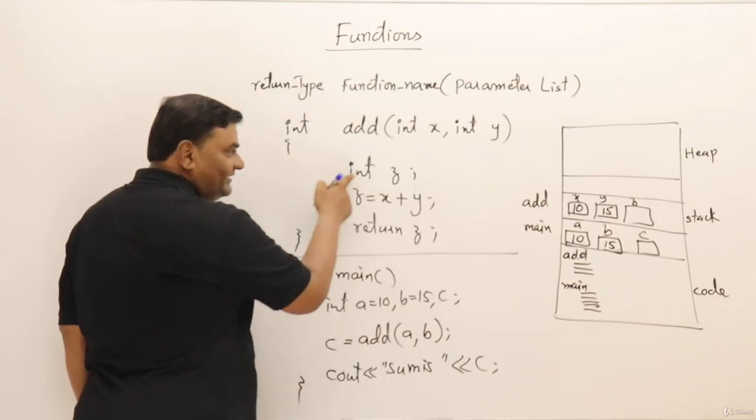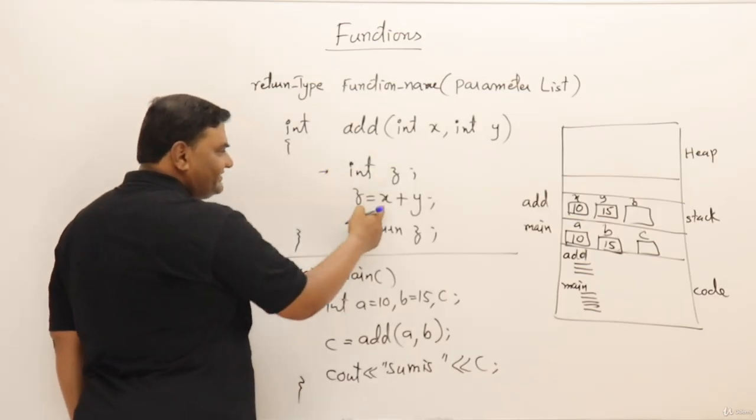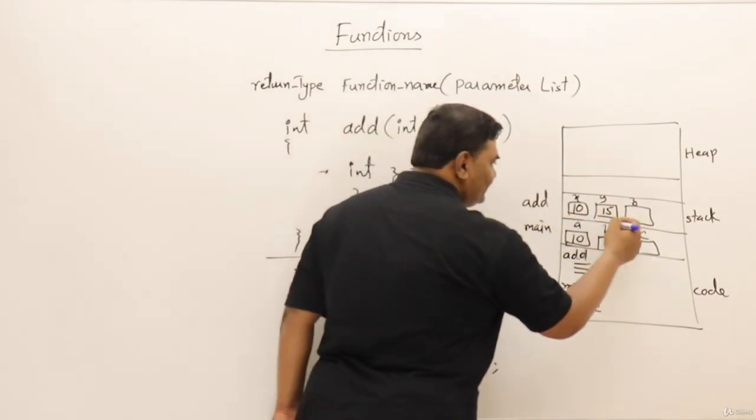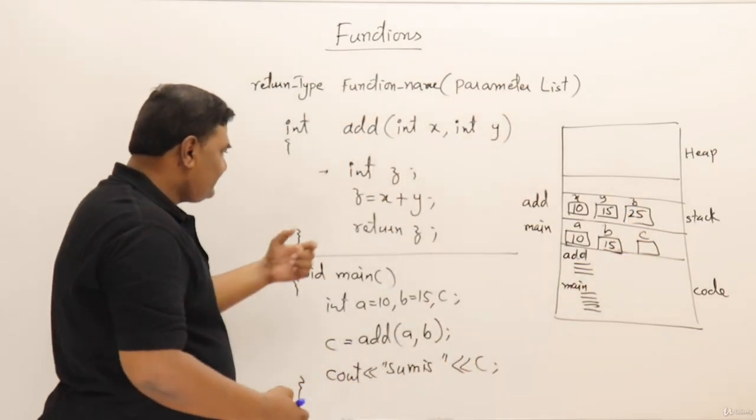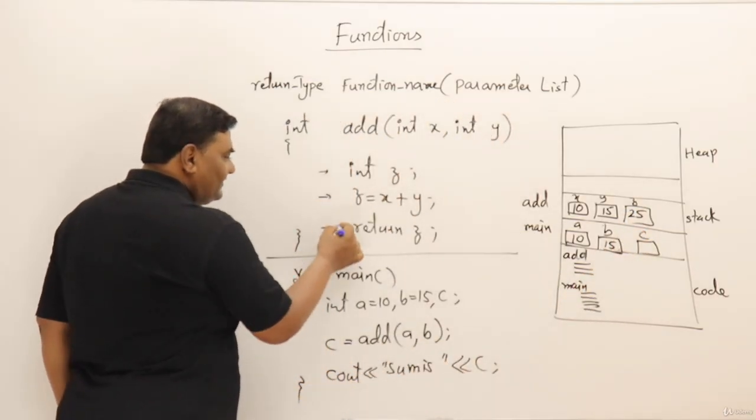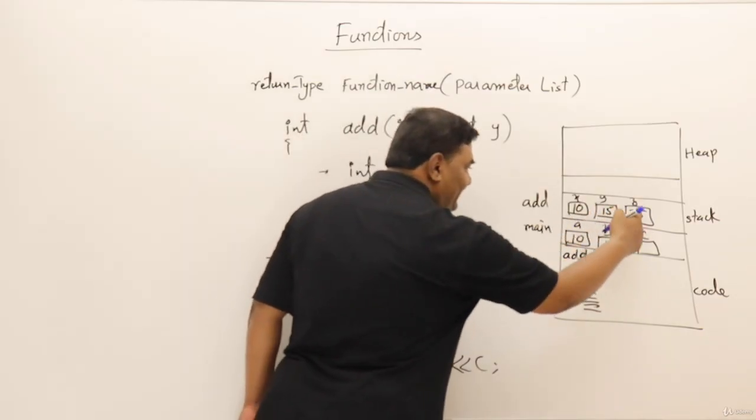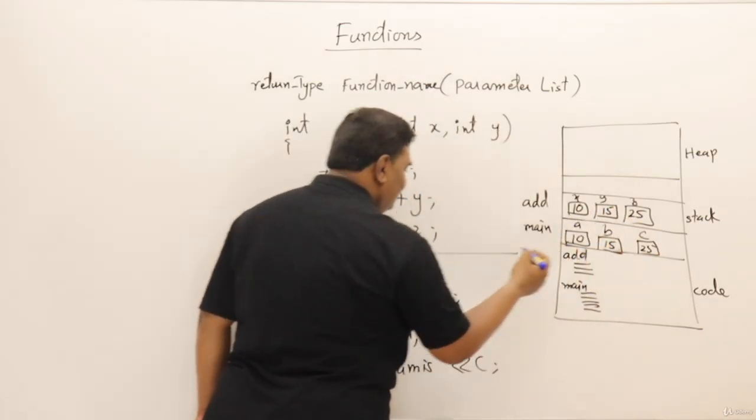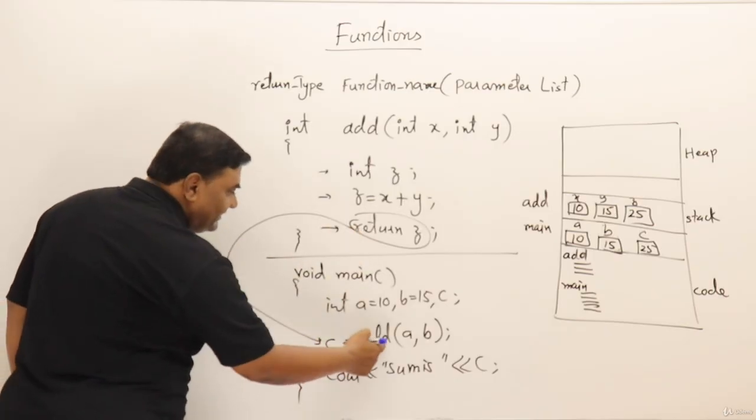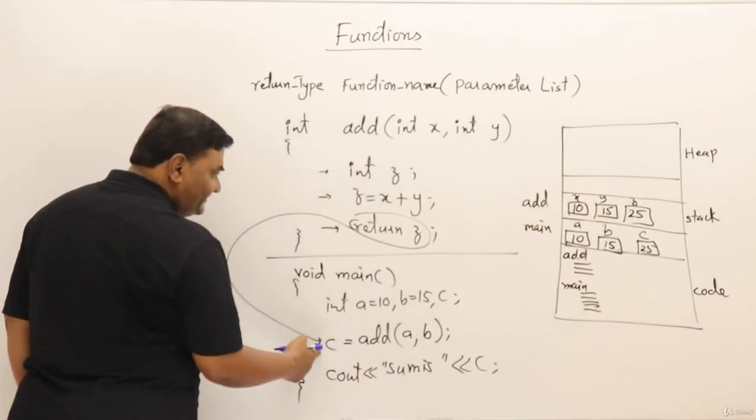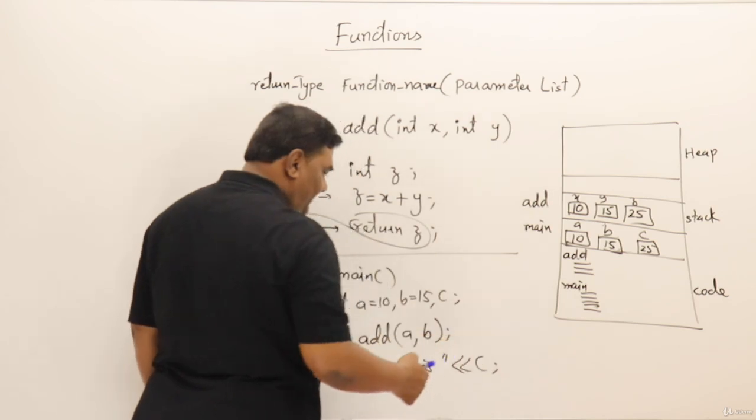Now next line, this is already done. This is completed, right? So now z assign x plus y. So these two values are added and 25 is stored here. Now return z. This line is over. Return z means this value is copied into C, because here if you see, this return value will go into C. Whatever the function is returning will go into C. So C will contain 25.